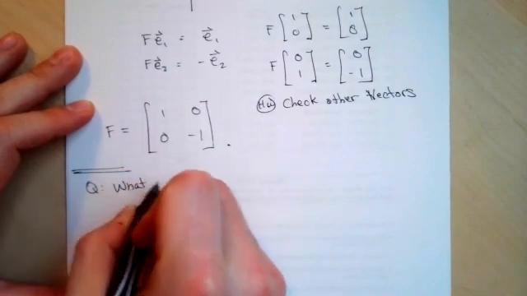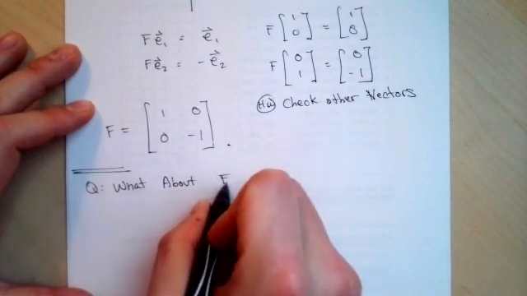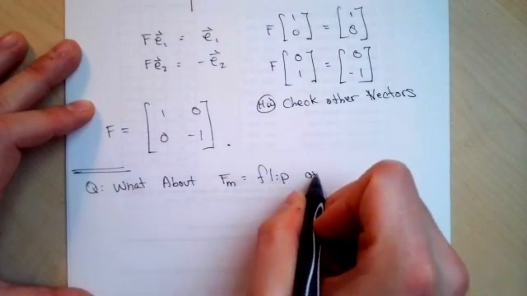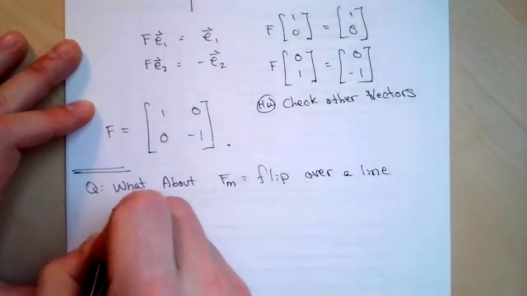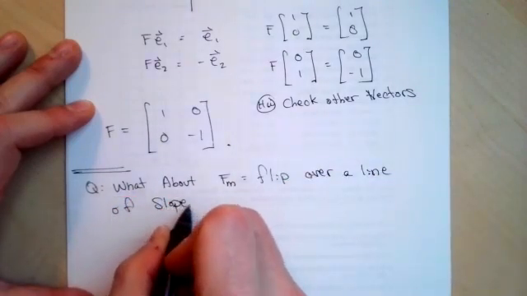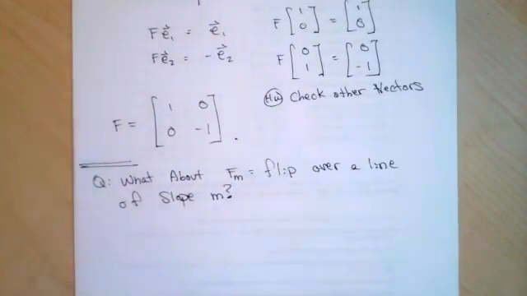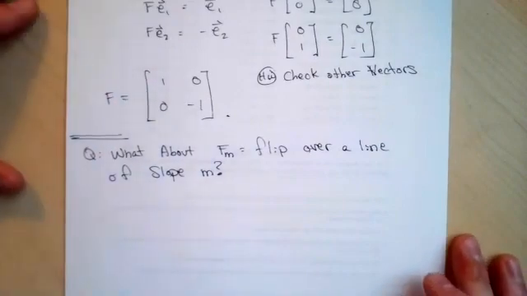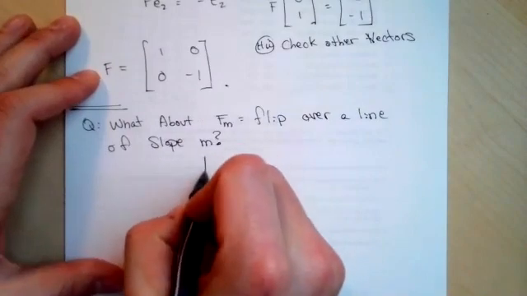So what about, let's call it F of M, equal to a flip over a line of slope M. The book gives a formula for this, but they don't tell you where it comes from. But I think you guys will be able to figure it out. It's not too bad. It's a little bit of trig. We don't have time to go through it today, so let's just kind of outline what's going on.